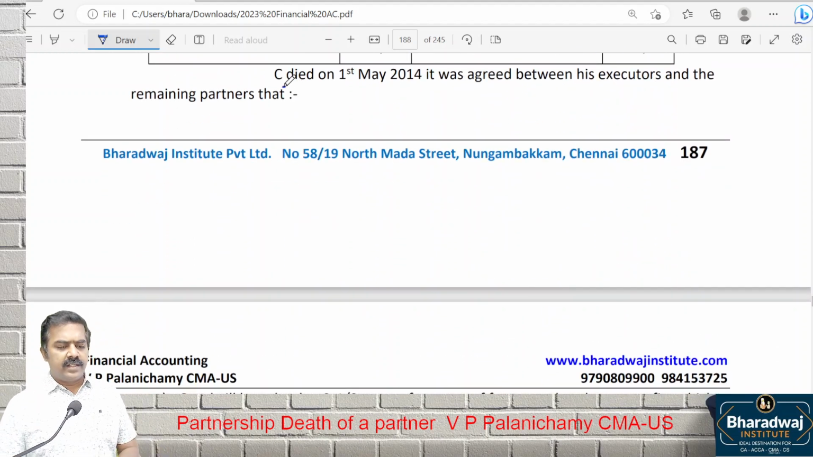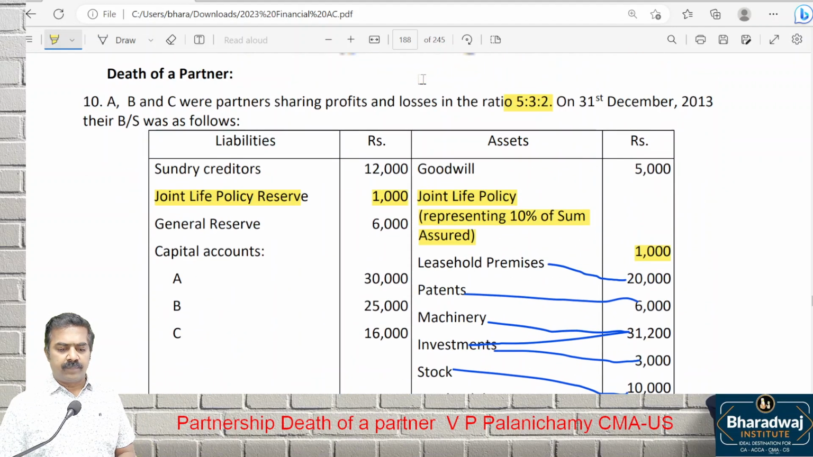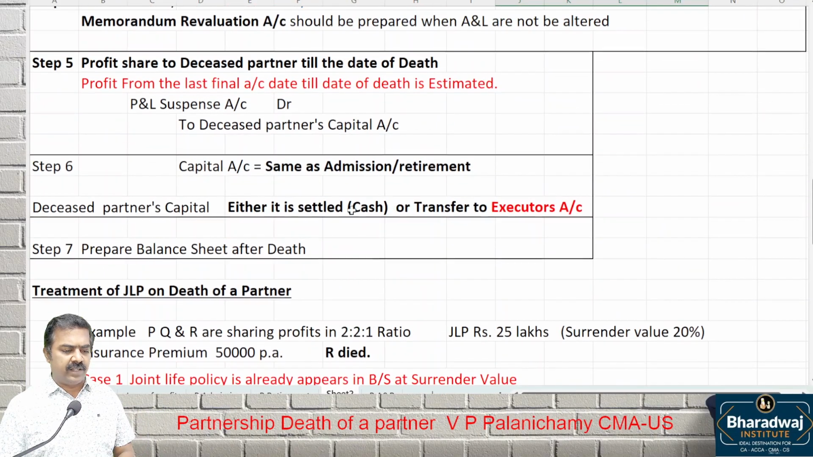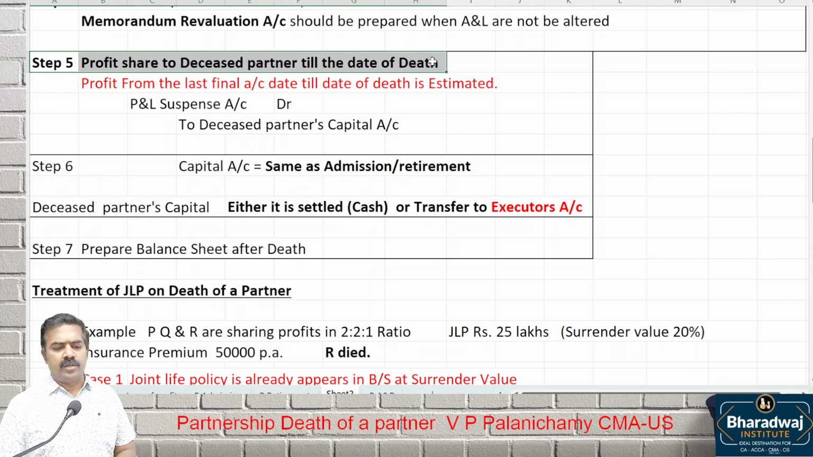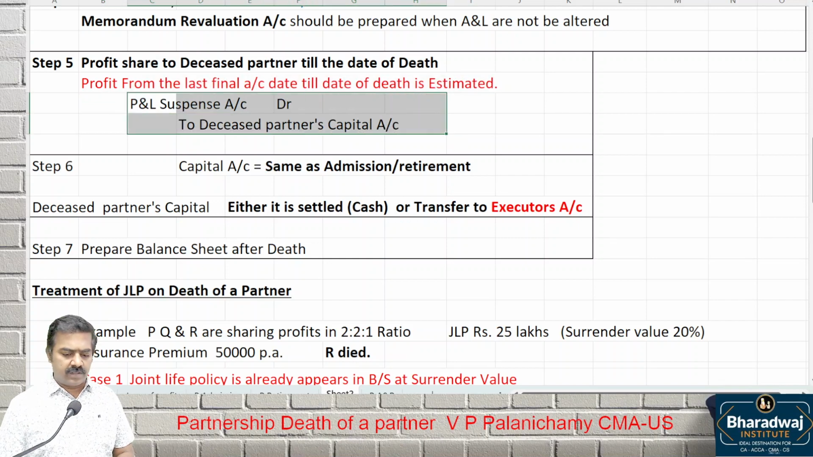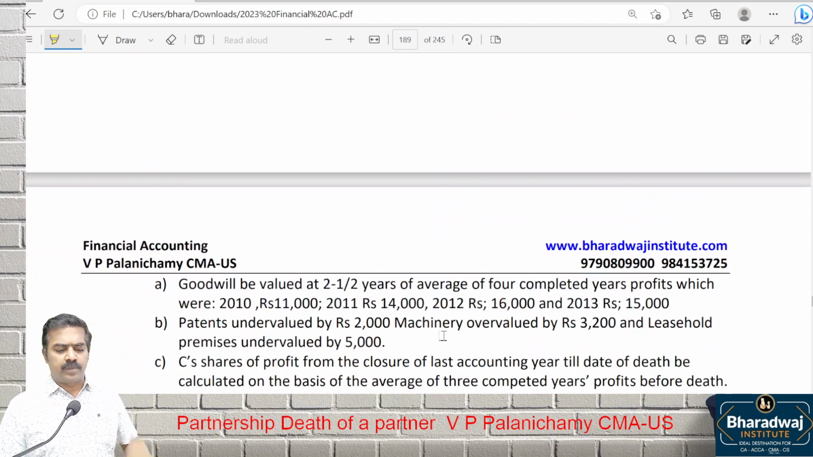Who died? C died. Look at the date of death. 1st May 2014. Balance sheet is given on what date? December 2013. How many months after the last balance sheet did he die? January, February, March, April. 1st May he died. How many months? 4 months. For the 4 months we have to work out the profit share. That's what we had seen. Profit share to the deceased partner till the date of death we have to work out, from the last final accounts date till the date of death. We will pass an entry for this. While reading the question, all those things you have to keep in mind.